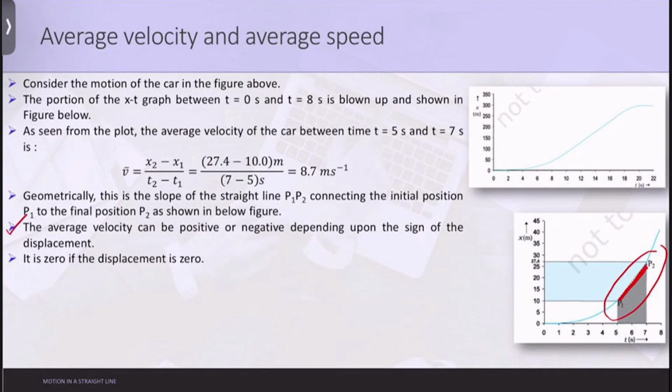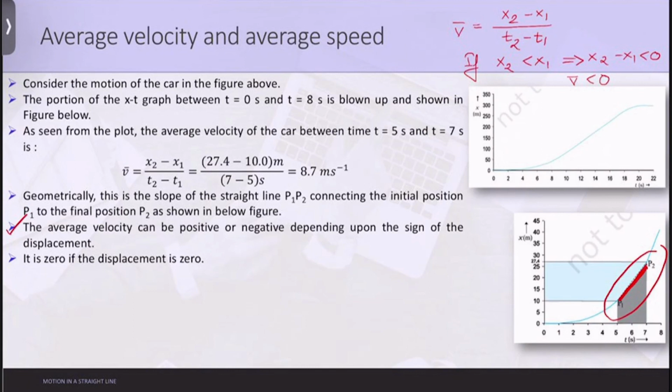Next, the average velocity can be positive or negative depending on the sign of the displacement. Quite evident. Let us write this again. It is x2 minus x1 upon t2 minus t1. If x2 is less than x1, then x2 minus x1 will be negative, so v bar will surely be negative. And if x2 is greater than x1, then x2 minus x1 will be positive, and hence v bar will be greater than 0. Hence, the average velocity can be either positive or negative depending upon the sign of the displacement.